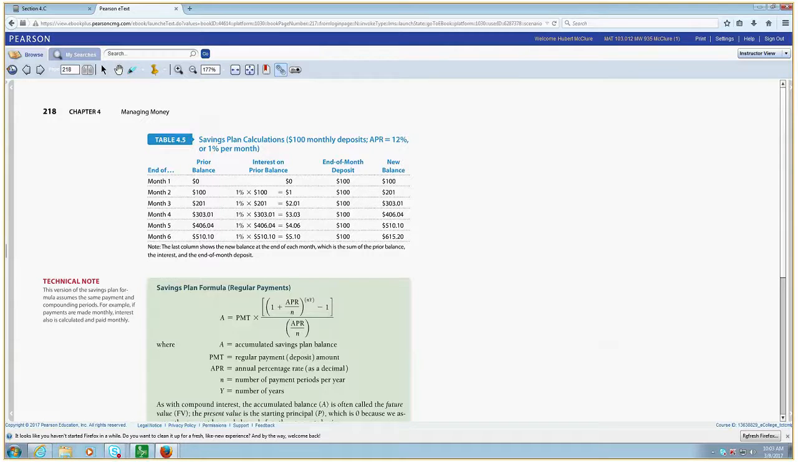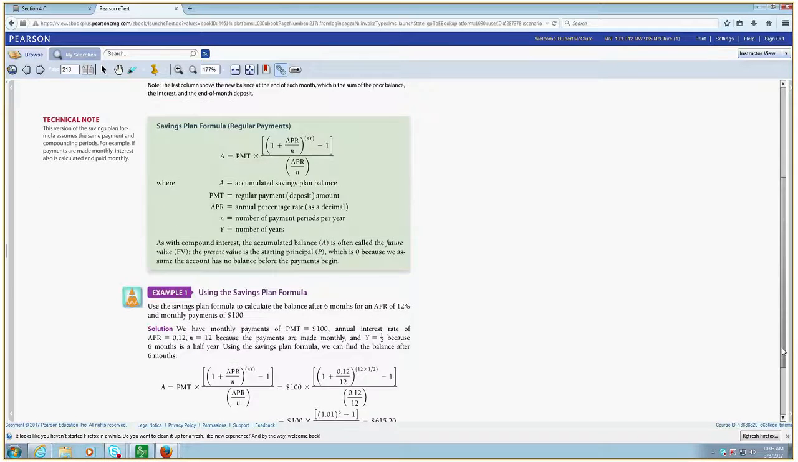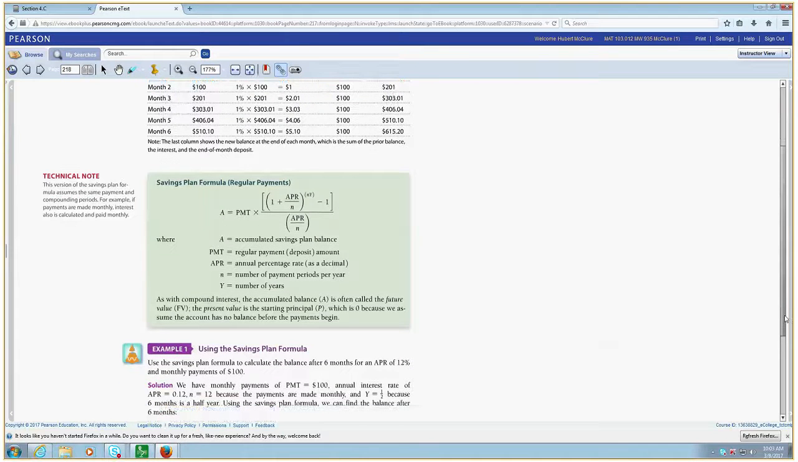Okay, there's one. Write it down. Take a picture of it if you have to, because you're going to be tested on it. Savings plan formula. Regular payments. In other words, if you make a $100 payment every month for the next 50 years, what kind of money are you talking about at 50 years?